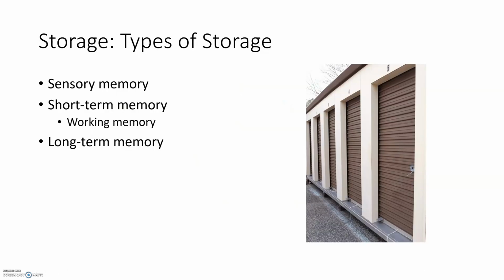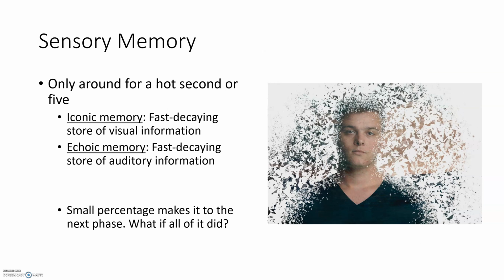So we talked about encoding. Now let's talk about storage. There are three types of storage: sensory memory, short-term, which overlaps with working memory, and then long-term memory. Sensory memory has a very high capacity, but it's only around for a hot second or five.